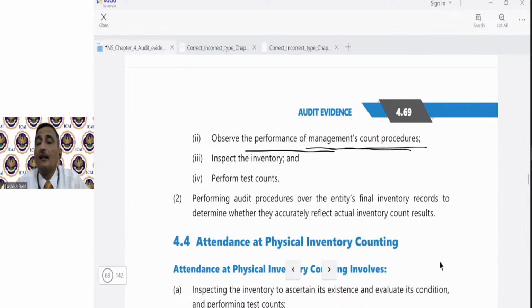So, I have been telling you that the company's employees are counting. The auditor is just observing how the company's employees are counting. And number 3 is inspect the inventory. So what will he do? He would inspect the inventory, he would see कि कौन सा प्रोडक्ट है, कौन से गुड्स हैं.